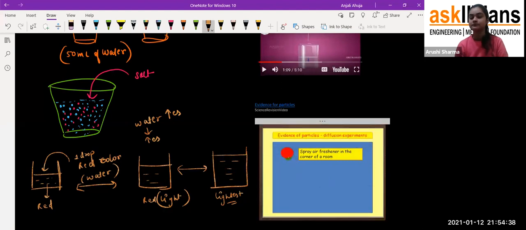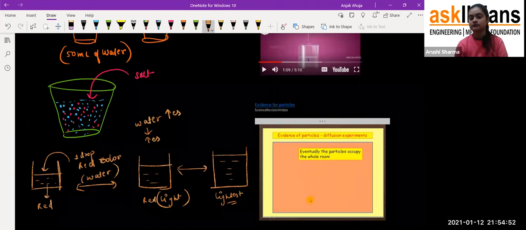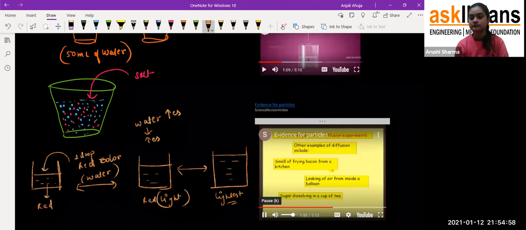As you spray some air freshener in the corner of that living room, does the air freshener just stay there? Is only this part of it smelling fresh? No. What actually happens is the particles will spread out in all directions. So eventually you find the whole room has got that air freshener smell, whether you like it or not. Let's look at some other examples now of diffusion. This is nice, wasn't it?